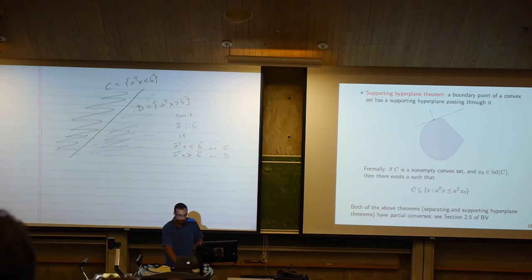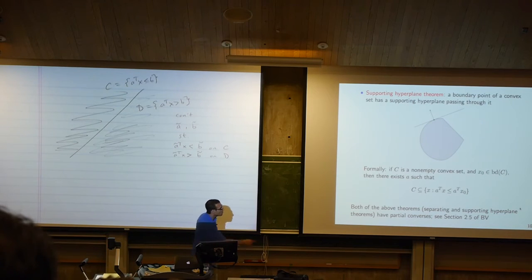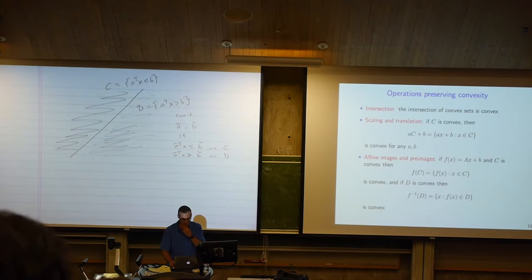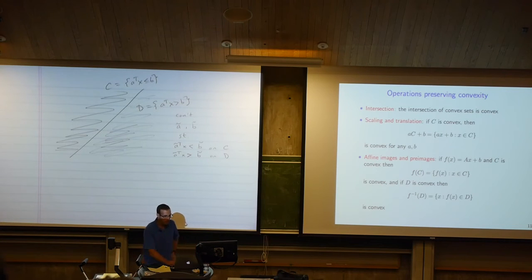Both of these theorems have partial converses. You can look at section 2.5 of the Boyd and Vandenberghe book in case you're curious about converses of these theorems. Okay, I took way longer than I had intended on convex sets, which is always what happens. I'll just tell you what the operations are that preserve convexity real quick, and then we'll take a break and we'll come back and do convex functions.